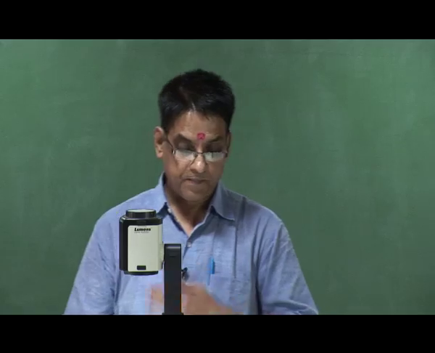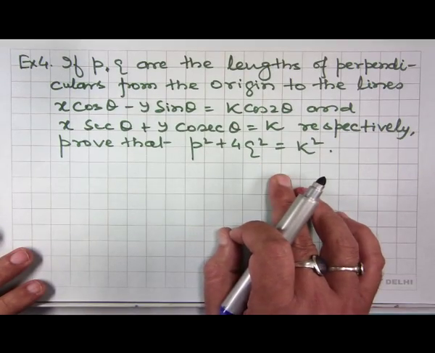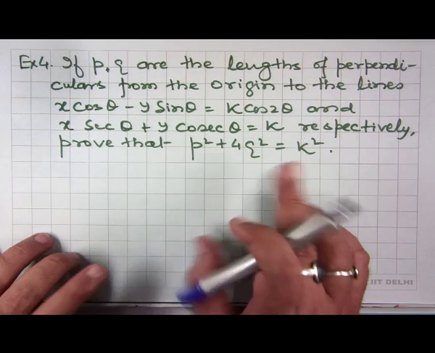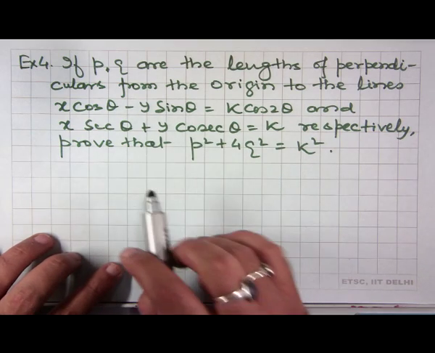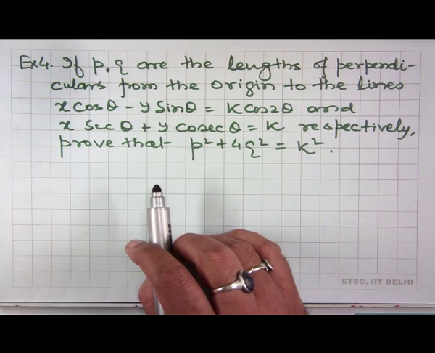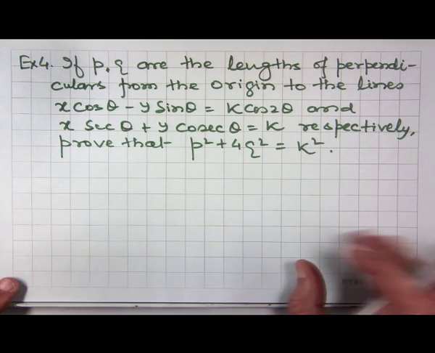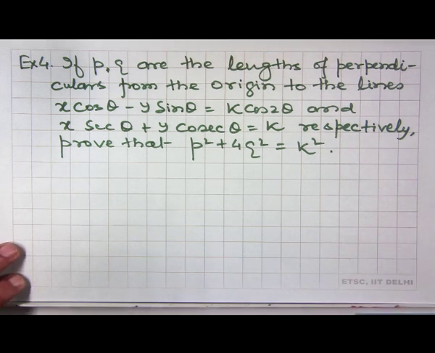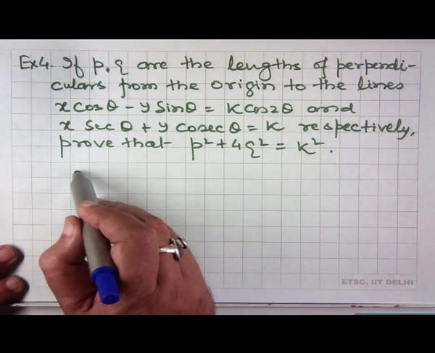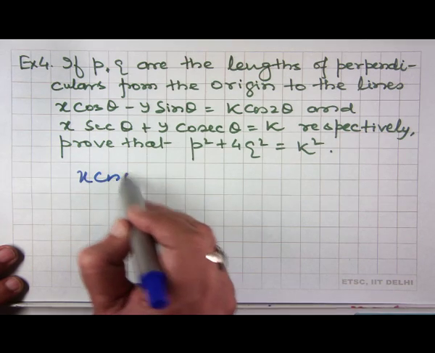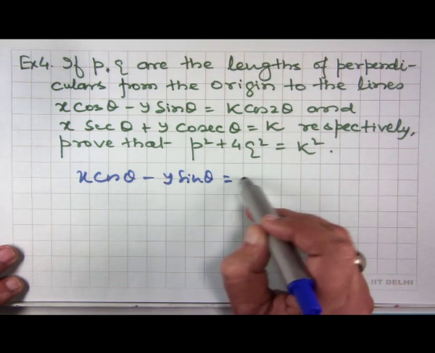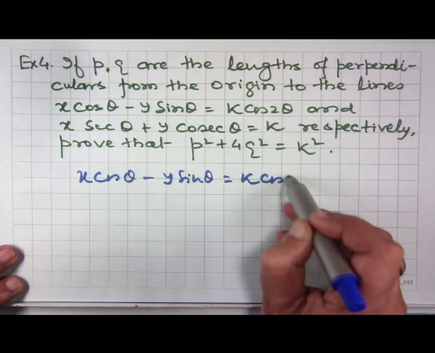Another problem. If P and Q are the lengths of perpendiculars from the origin to the lines x cos theta minus y sin theta equal to k cos 2 theta and x sec theta plus y cosec theta equal to k, respectively, prove that p square plus 4q square equal to k square. So the given equation is x cos theta minus y sin theta equal to k cos 2 theta.